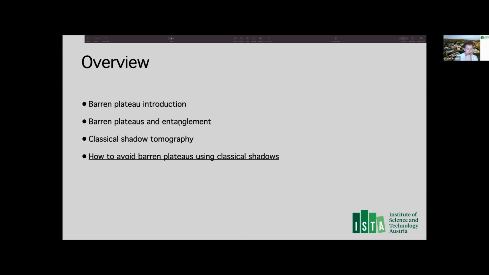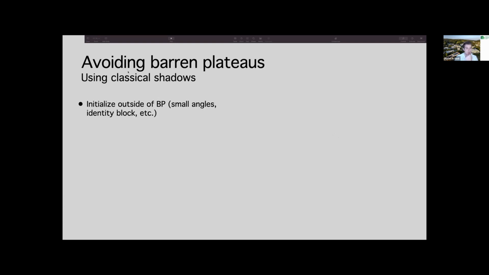And so now, to bring all these ideas together, let me explain how to do it. At first, you need to initialize outside of a Barren Plateau. So basically, in this parameter landscape, most of the landscape is dominated by Barren Plateaus, and then there's a small subregion which is Barren Plateau free. And you want to initialize in this Barren Plateau free region.